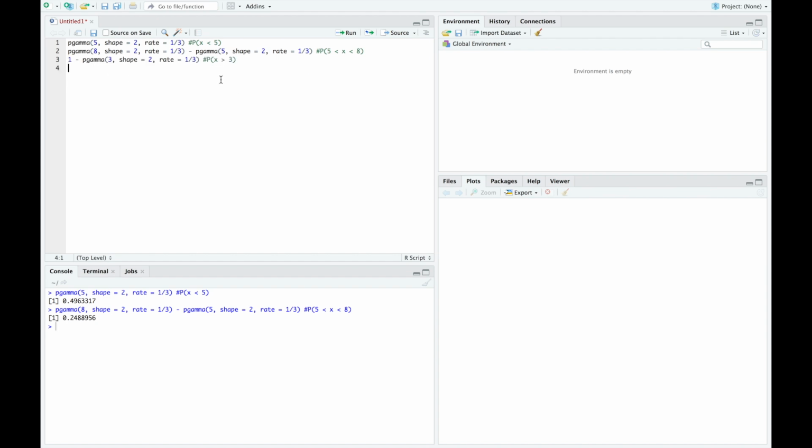The last type of probability, the probability that x is greater than 3. pgamma always gives me the probability of less than, so the pgamma of 3, shape equal to 2 and rate equal to 1/3, would give me the probability that x is less than 3. So by doing 1 minus, I can get the complement and get the probability that x is greater than 3. And we can see the probability that my second occurrence occurs in more than 3 time units is going to be 0.7357.